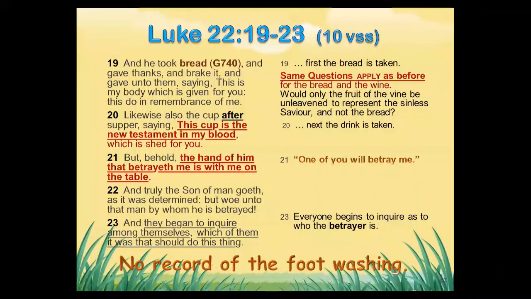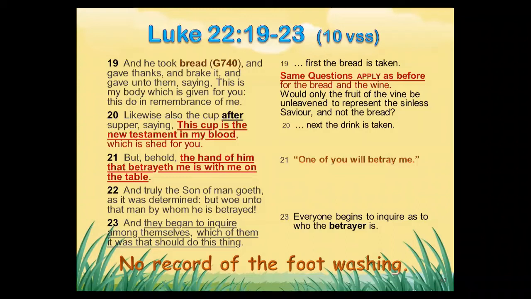This is my body, which is given for you. This do in remembrance of me. So I just want to make a note here in Luke that first the bread is taken. He does exactly the same as Matthew and Mark. He did talk about the cup there earlier, but first the bread is taken. And the same questions as before always apply about the bread and the wine.